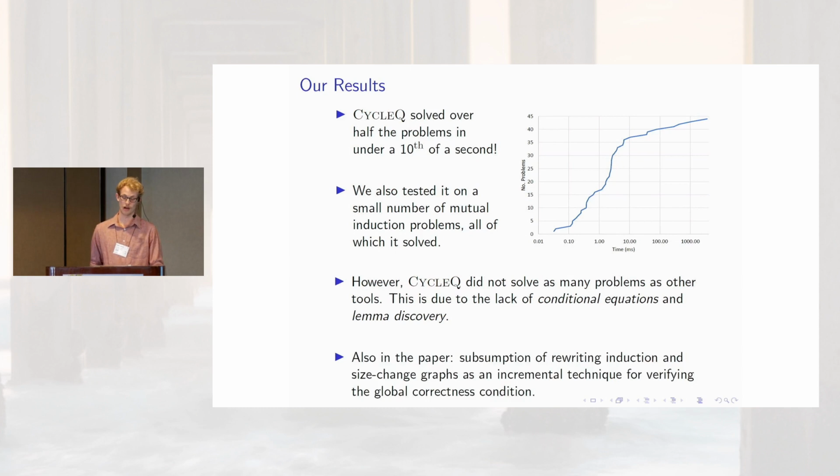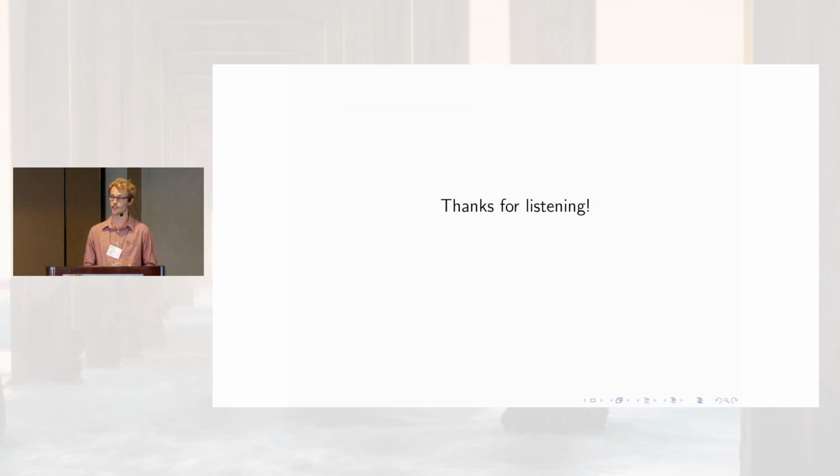In the paper, we also showed that this technique subsumes an old technique, rewriting induction, which was also designed to handle mutual induction seamlessly, but has various other issues. And we have a slightly different way of verifying the global correctness condition from Cyclist. We use size change graphs, which come from program termination work, and we found that their incremental nature allows us to check that these proofs are valid efficiently. Thanks for listening.